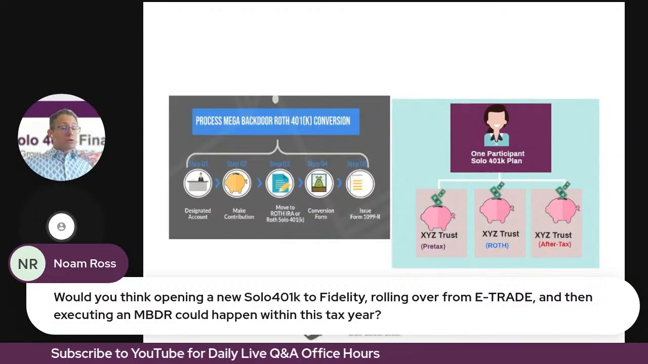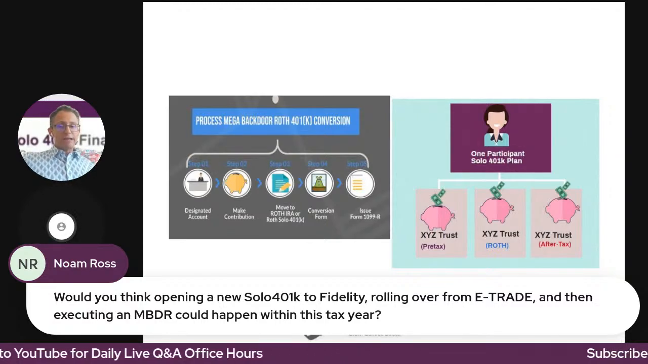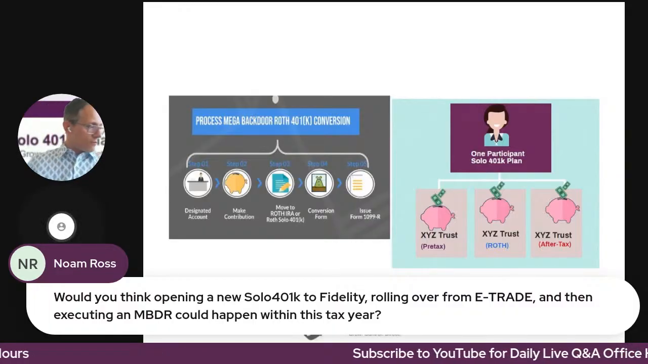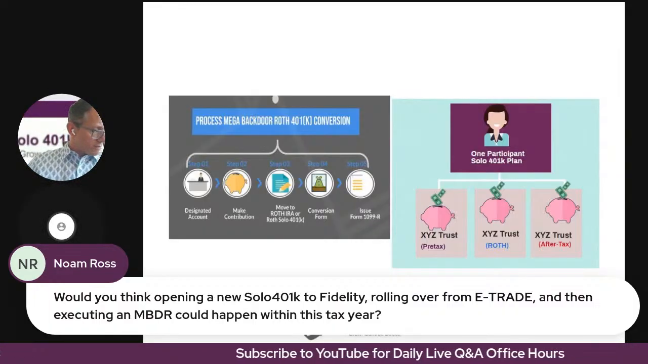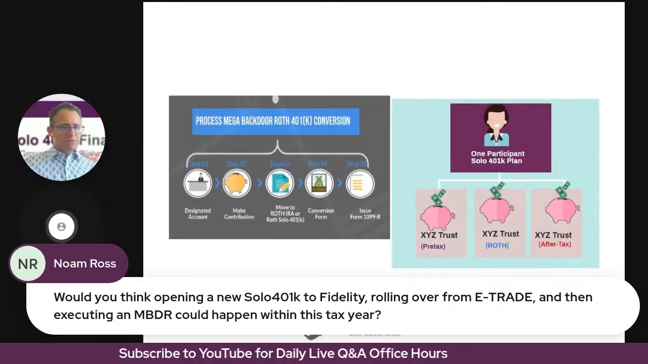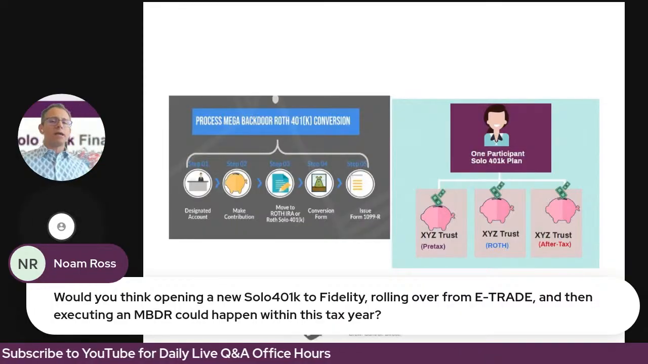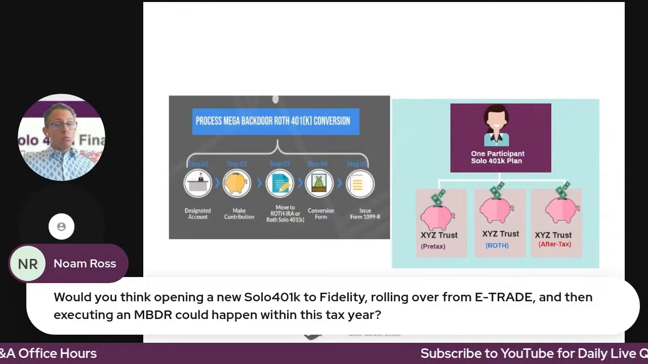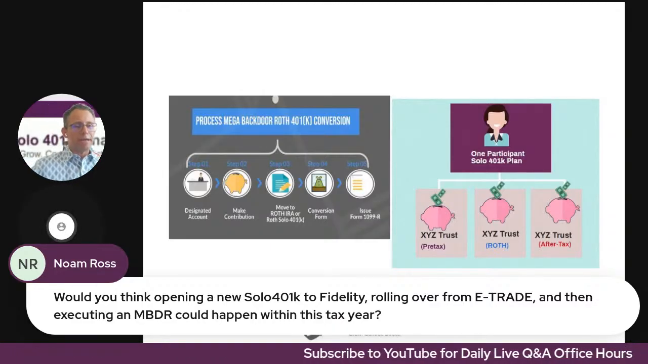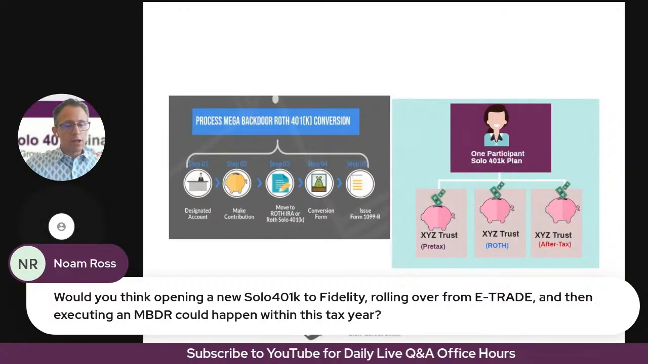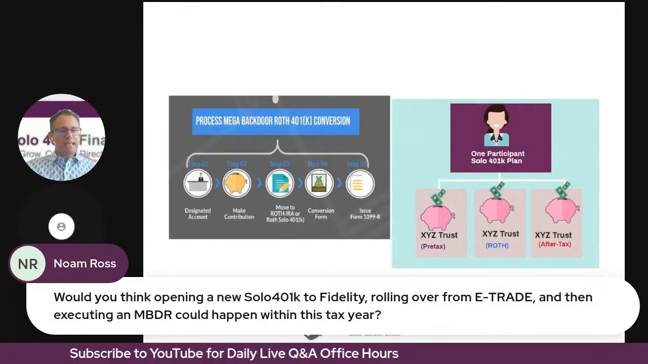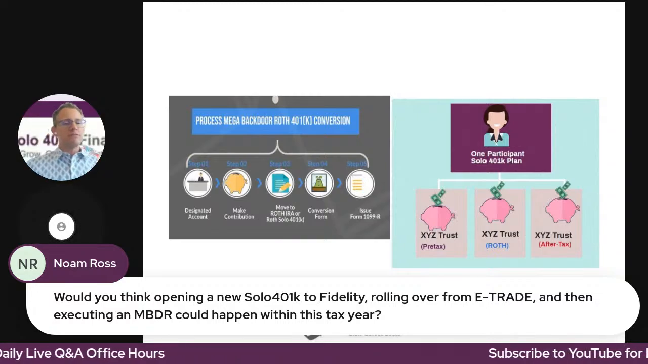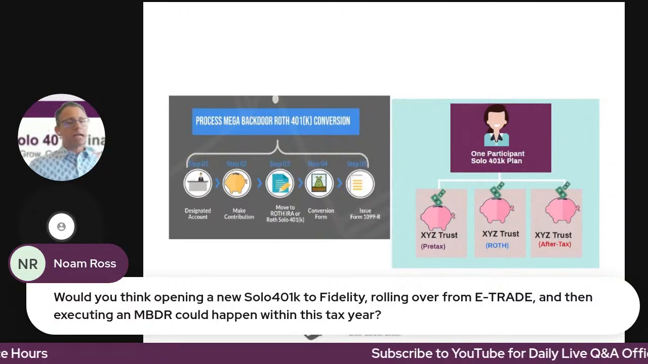Now, for the mega backdoor, you would make the voluntary after-tax solo 401k contribution to the voluntary after-tax solo 401k bucket, this bucket right here, and then immediately convert it to the Roth solo 401k or a Roth IRA. Here at My Solo 401k Financial, we handle the reporting for that mega backdoor Roth conversion. We do that by issuing Form 1099-R. So that's why it's important that you make that contribution to the voluntary after-tax solo 401k bucket.